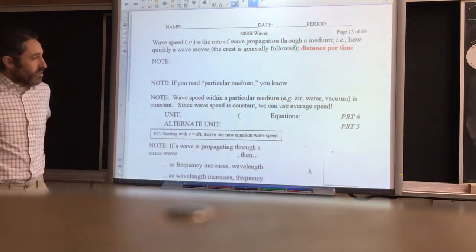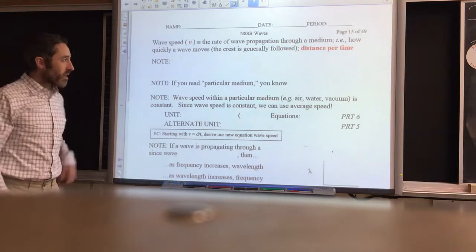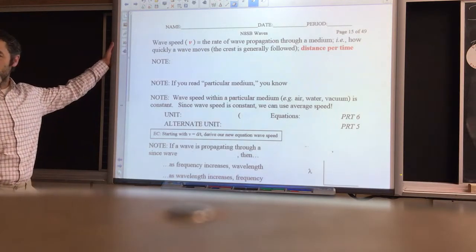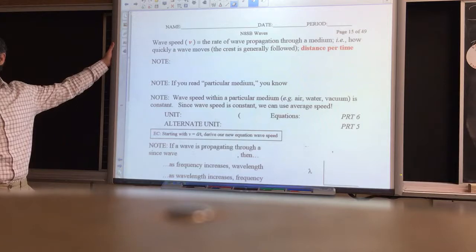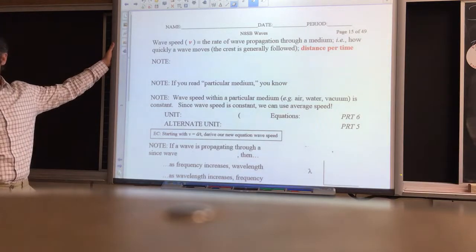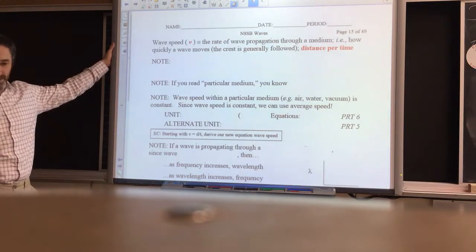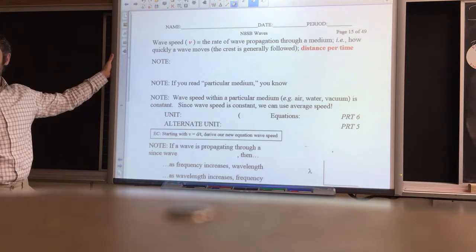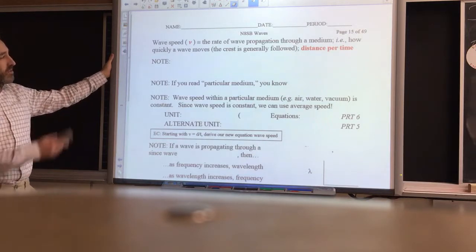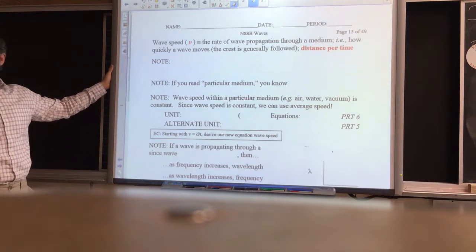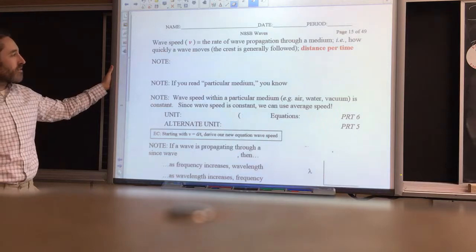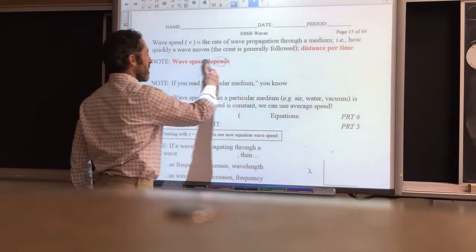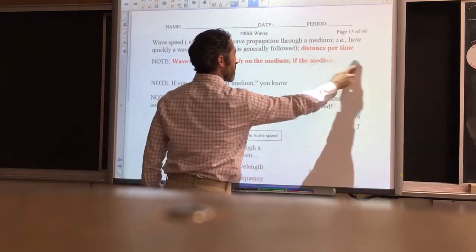Just conveniently goes with frequency, period, and wavelength. Remember those three? Frequency, what is it? Cycles per time, right? Period. Time per cycle. Wavelength. Distance per cycle. And finally, speed. Distance per time. So you need those three-word definitions. They're very useful. Okay. Wave speed depends only on the medium.